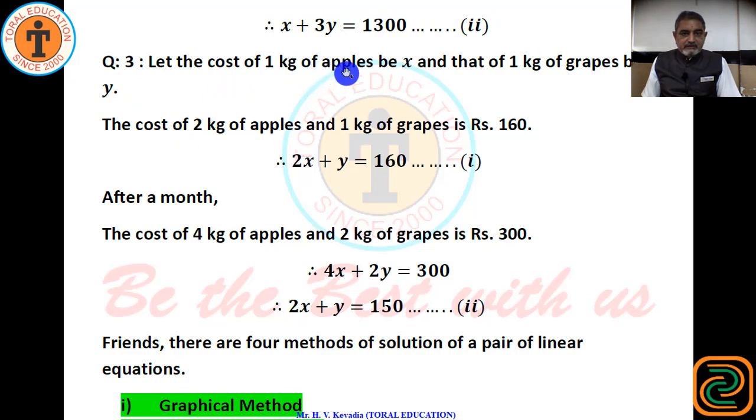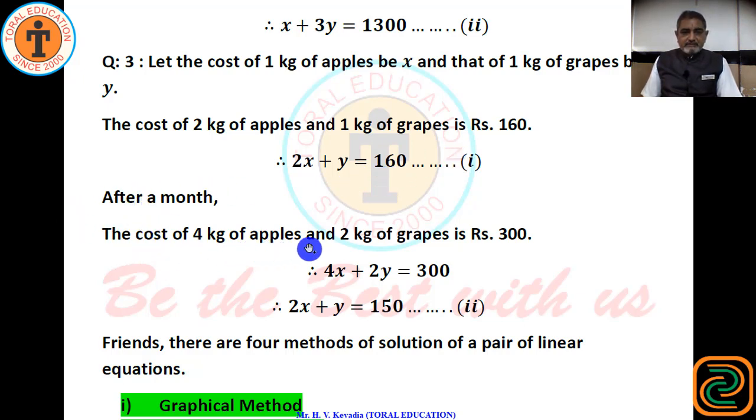Let the cost of 1 kg of apples be x and that of 1 kg of grapes be y. 2 kg of apples and 1 kg of grapes is rupees 160. So 2 kg of apples, that is 2x, 1 kg of grapes, that is y, equals 160. This is equation 1.